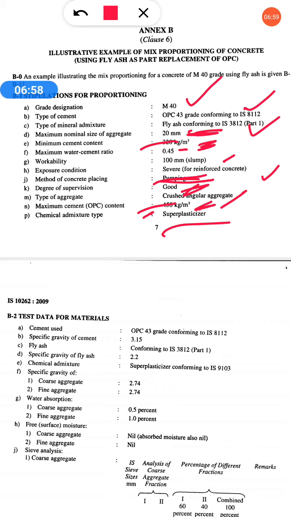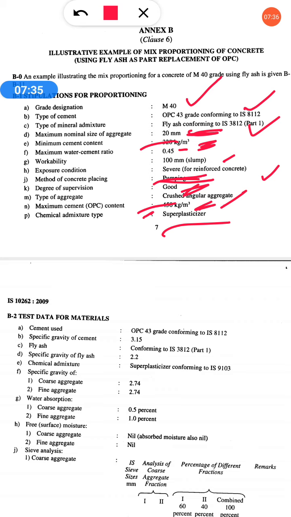So first of all you have to keep in mind, the first one is you are replacing cement with fly ash, partially replacing cement with fly ash. Second one, this question consists of pumping. Method of concrete placing is pumping. So pumpable concrete you are designing here. And third one is the extra criteria, chemical admixture, super plasticizer. So three important things you are using, different from conventional concrete. So additional three things are there.